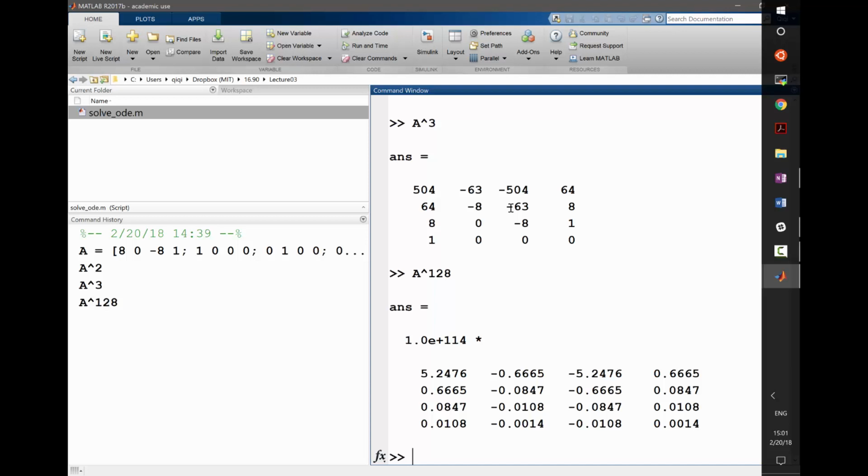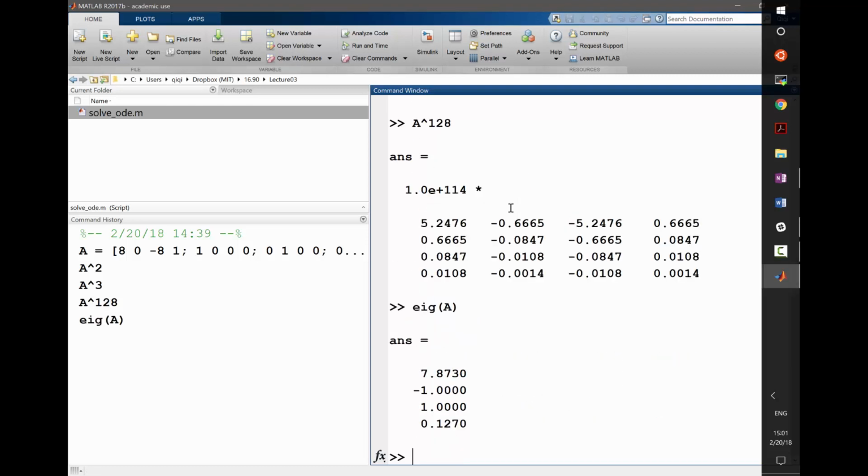Right? And let's go in one level deeper. So does everybody know what this does and why it's useful? It computes the eigenvalues of the matrix. Here, the eigenvalues of the matrix are 7.8, minus 1, 1, and 0.12. What does that tell us?